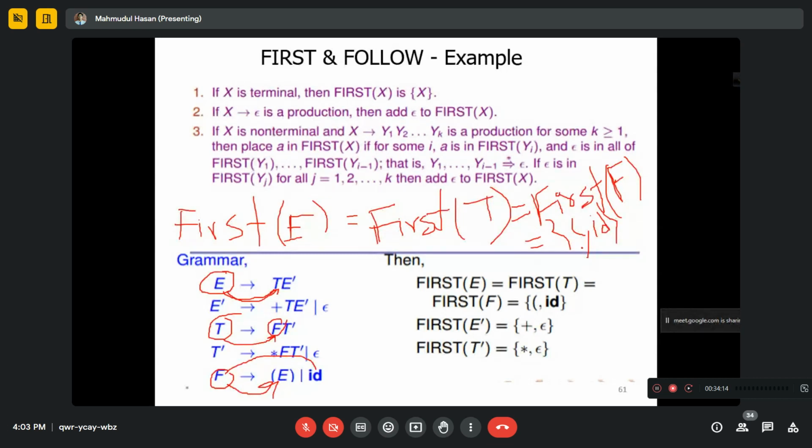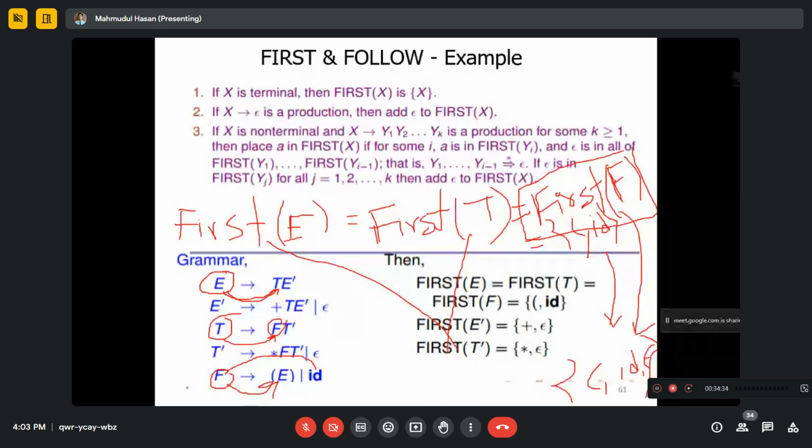But suppose the first of F is opening first bracket, ID and epsilon. That time first of F, no problem, because we directly get this one. But first of E and first of T will be different in that case. Got it, everyone? Suppose first of F is opening first bracket, ID and epsilon. So first of F, no problem, because we get first of F directly. But if you think first of E and first of T, that is not this one. There are some changes. Okay, everyone.